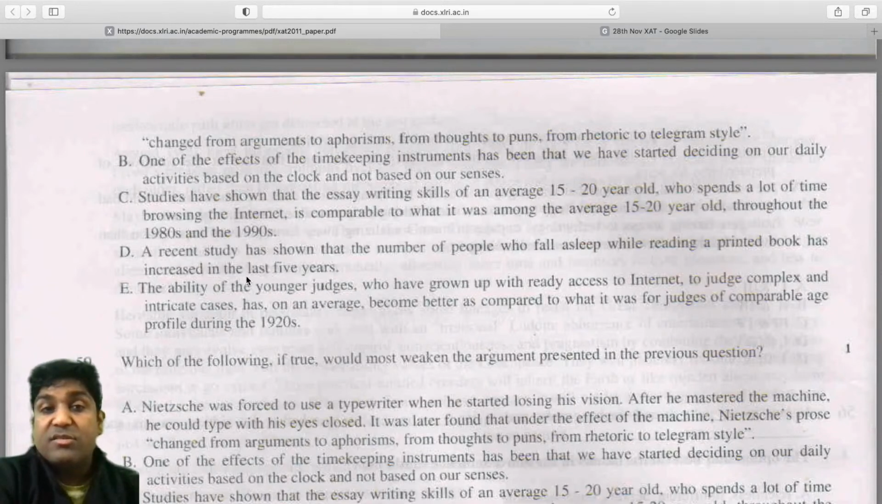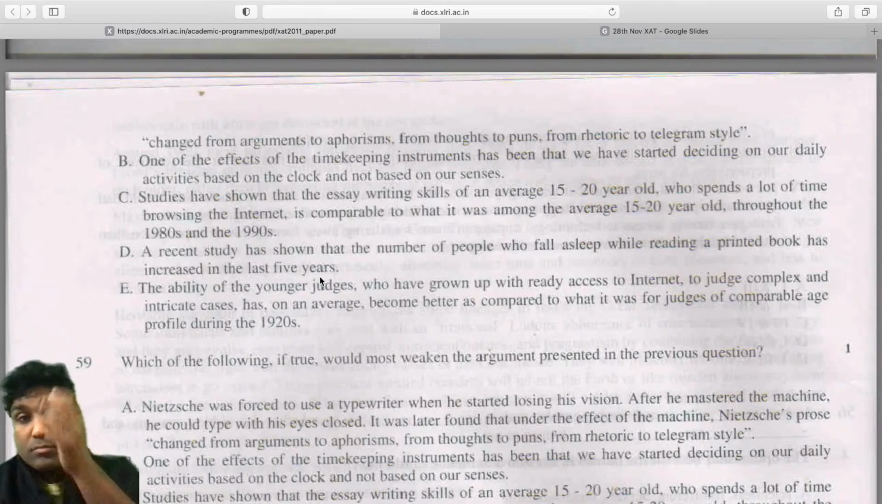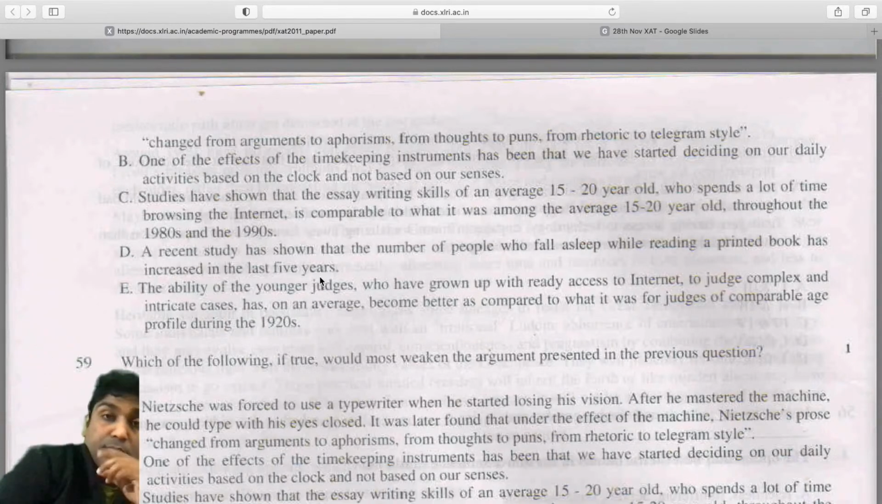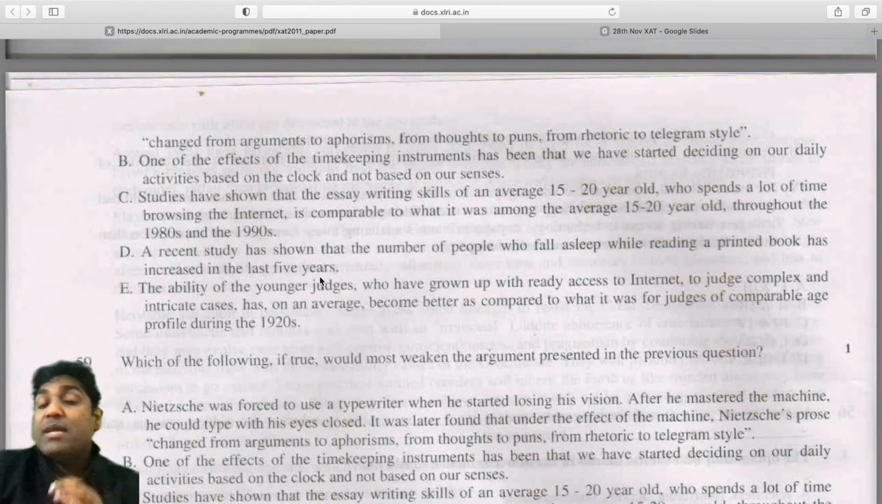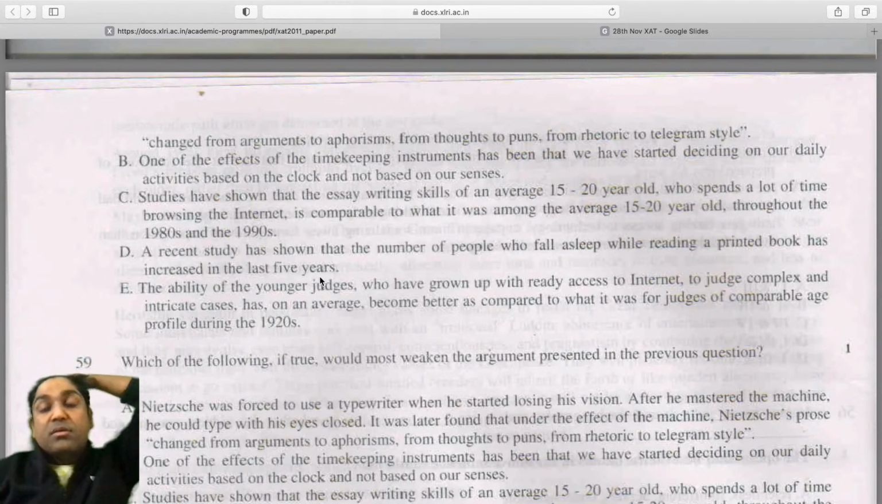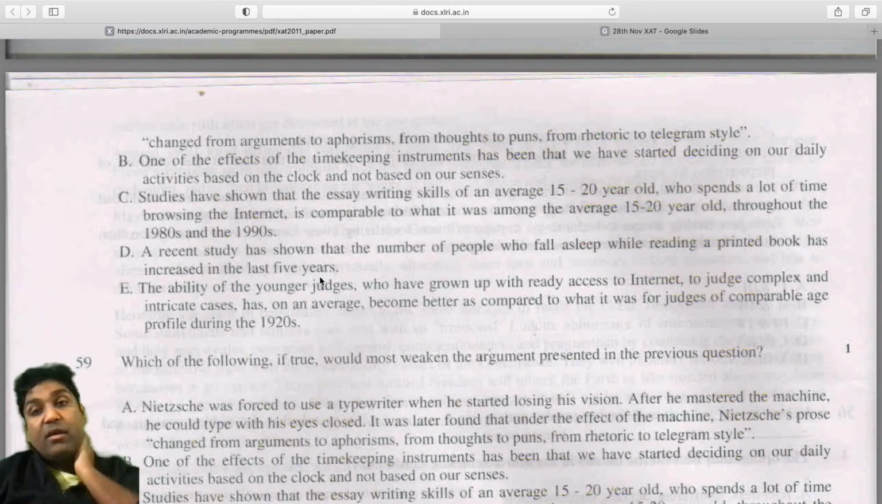A recent research study has shown that the number of people who fall asleep while reading a printed book has increased in the past 5 years. So this can be understood that yes, people are losing concentration. So they have sort of lost the ability to concentrate in reading.